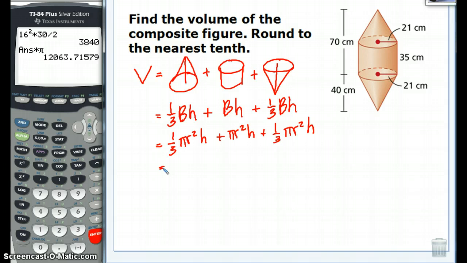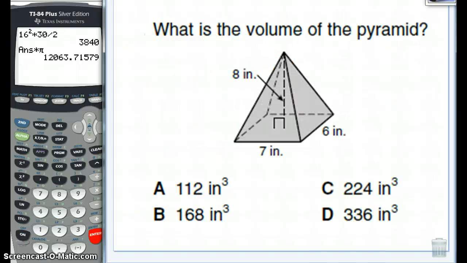So that's your hint on how to solve a composite figure. We go write out the pretty pictures of each one. We write the formulas. We substitute in what the actual bases are. And now we're going to plug in and solve. So that is the end of this here. And we have learned everything we're going to learn. I'm going to leave you with one last problem, which is a pretty basic pyramid problem.